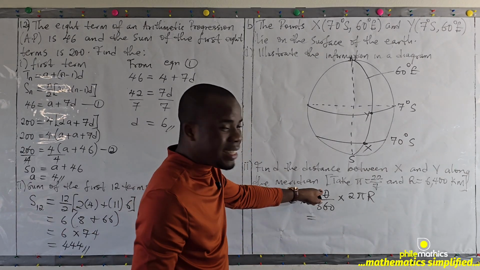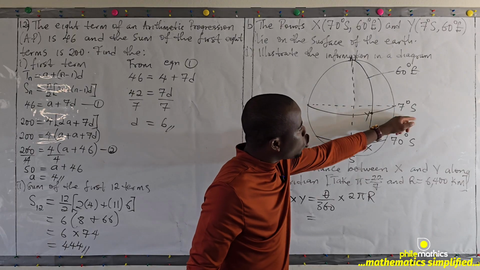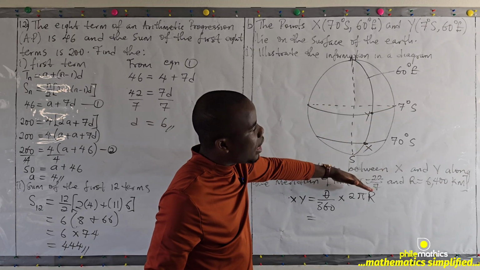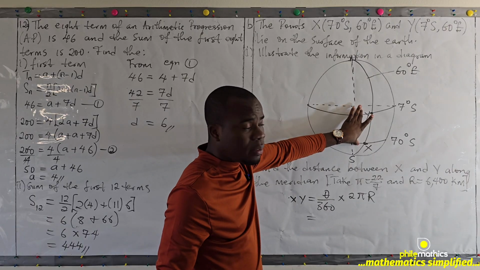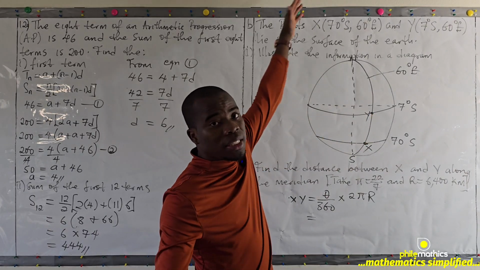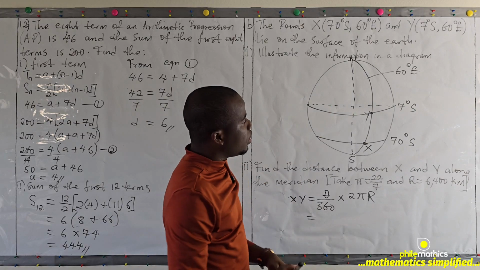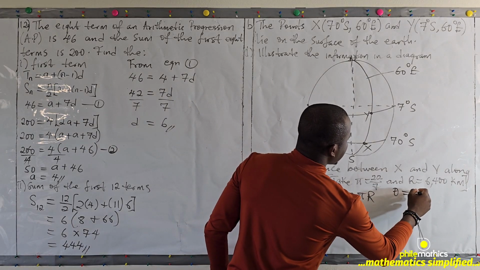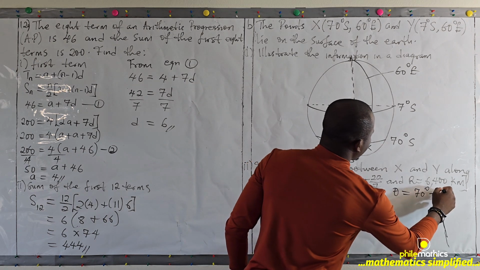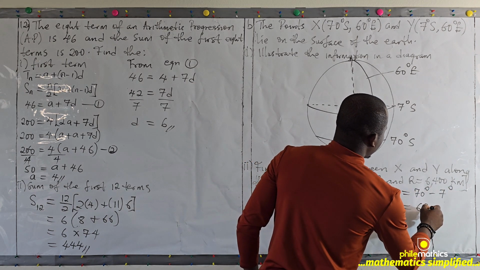But how do we get theta? Since they are both on the same side of the earth's surface, south-south, we subtract their differences. But if they are on opposite sides, south and north, we add their degrees. So theta is 70 degrees minus 7 degrees, and this is 63 degrees.